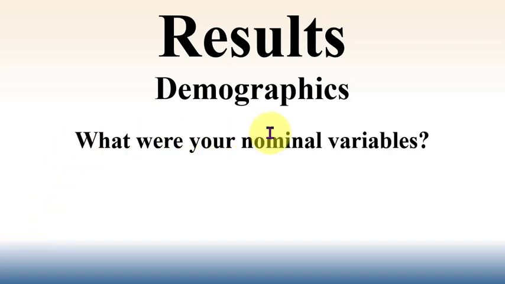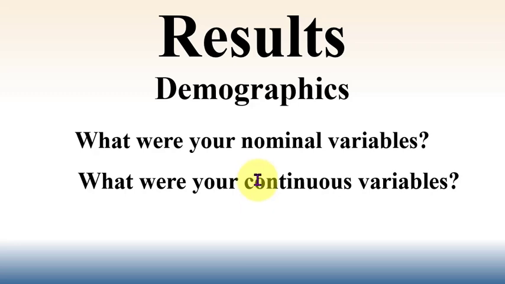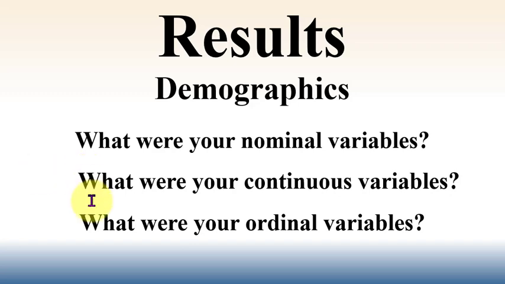Now, what were your nominal variables? That's normally gender or ethnicity, something that puts people in groups. And then what were your continuous variables? Now, that could be a person's age, length of a relationship, how much money they have in the bank. But now be careful with your continuous variables. If you put them into levels, that would make them an ordinal variable. So if you got ordinal variables like that, you should tell them what they are.